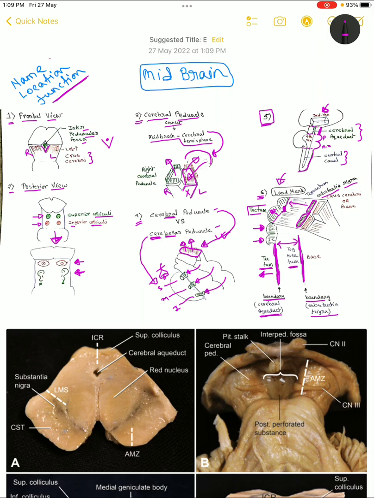So this all part is what? Our tegmentum. Now see, whatever structure you can see anterior to this substantia nigra is known as our base of midbrain. Now you see here in the diagram, this is our base of midbrain or crus cerebri. Claro? Okay, now let's move forward.